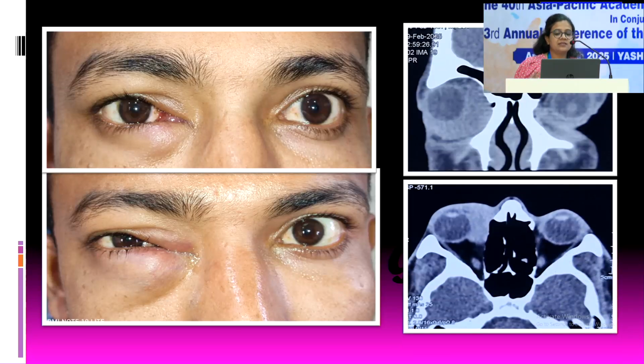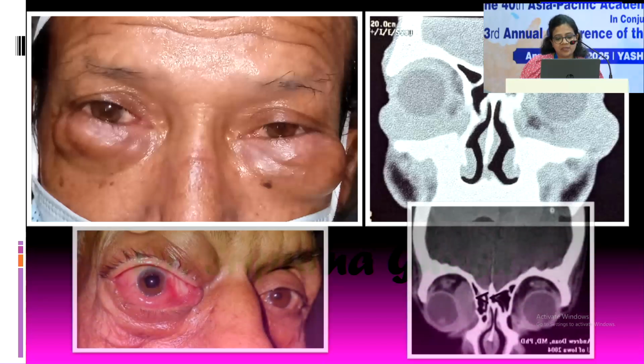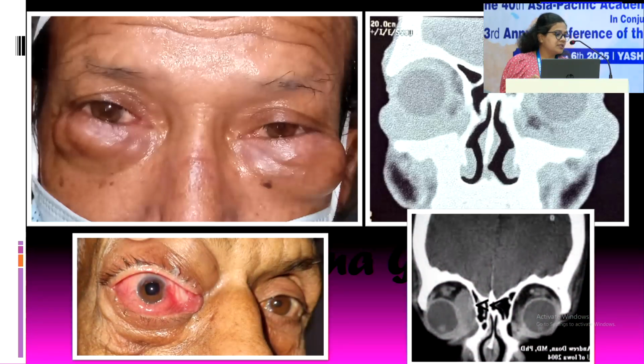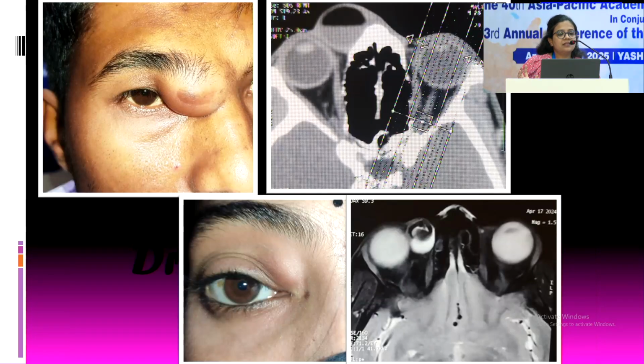This was a case of lymphoma. We can see the mass surrounding the globe, but not pushing it. Similar case, bilateral involvement of the orbital fat. Here the salmon pink appearance can clearly be seen in this man. These are the congenital lesions or dermoids, which may secondarily be infected, or there may be a ruptured dermoid leading to an inflamed orbit.